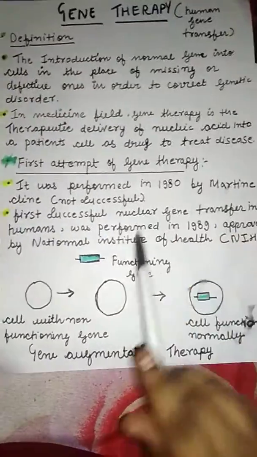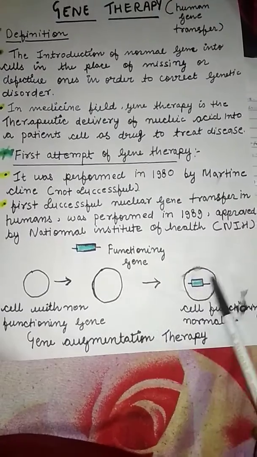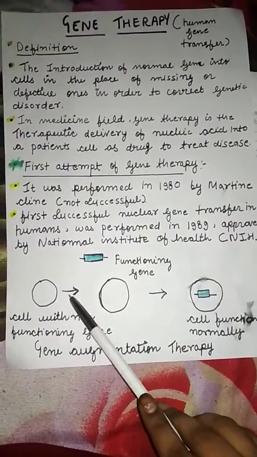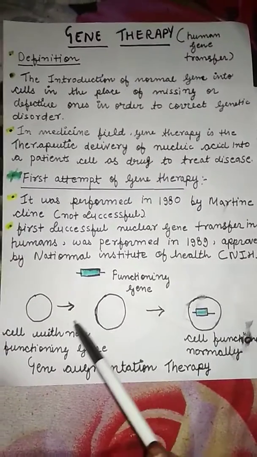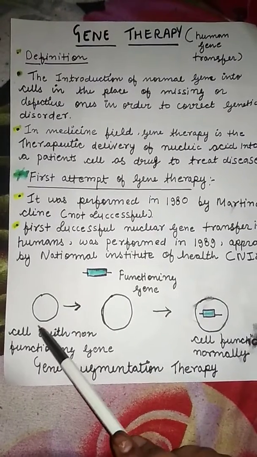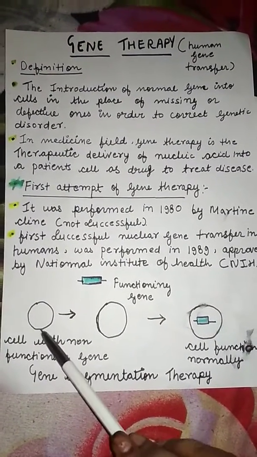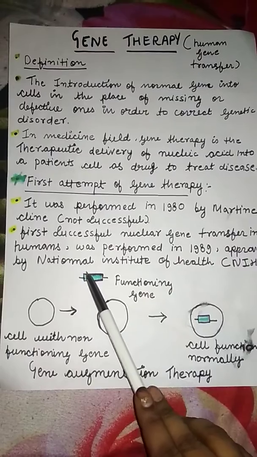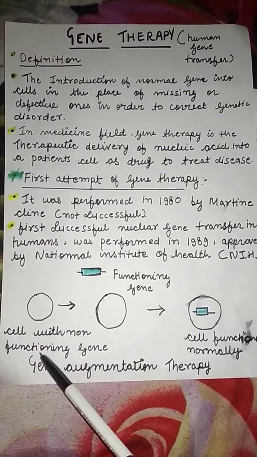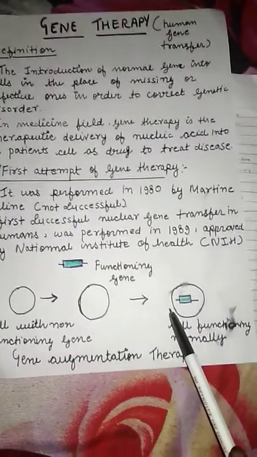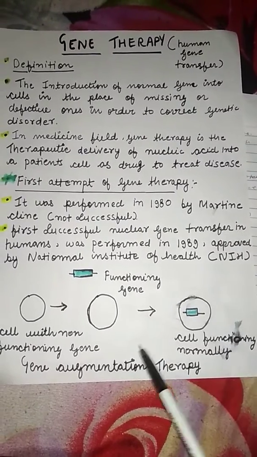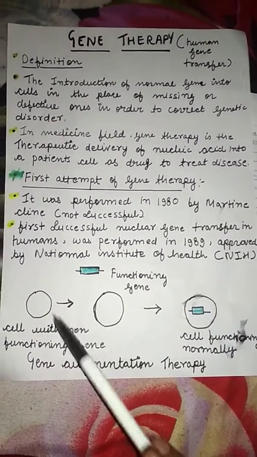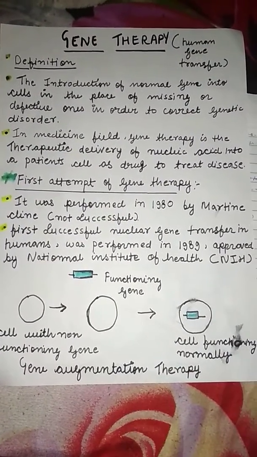This diagram shows the basic functioning of gene therapy. As you can see, we have a cell which is non-functioning. A functioning gene is introduced to replace the non-functioning gene, to make the cell function normally. This is also known as gene augmentation therapy.